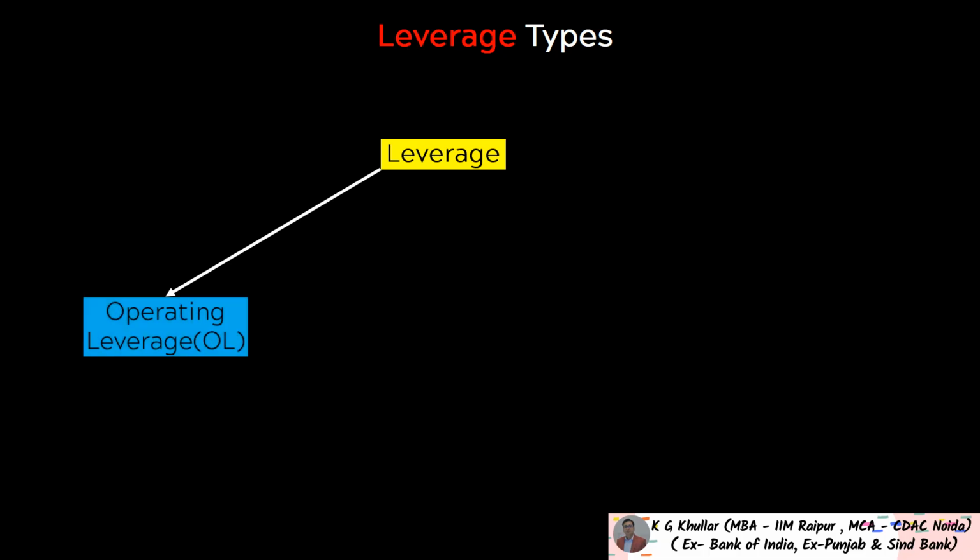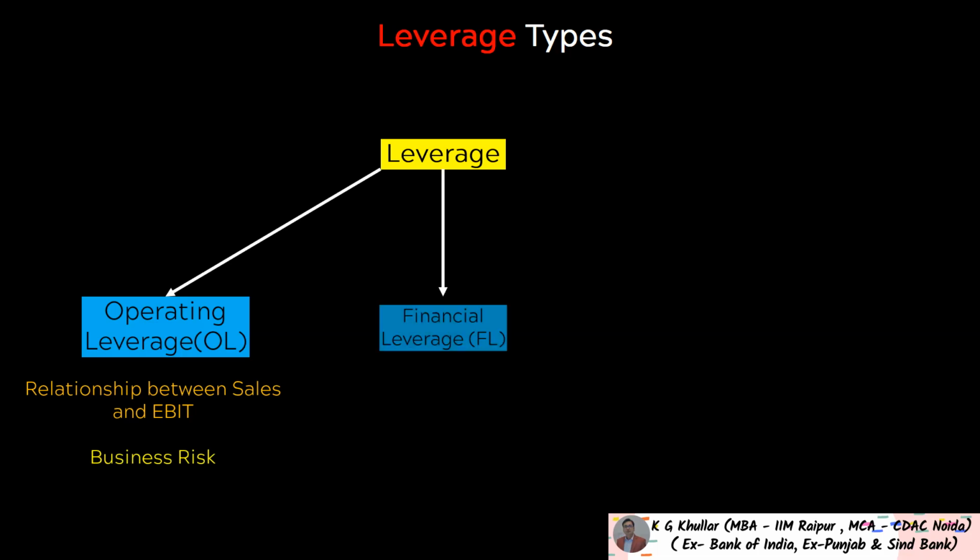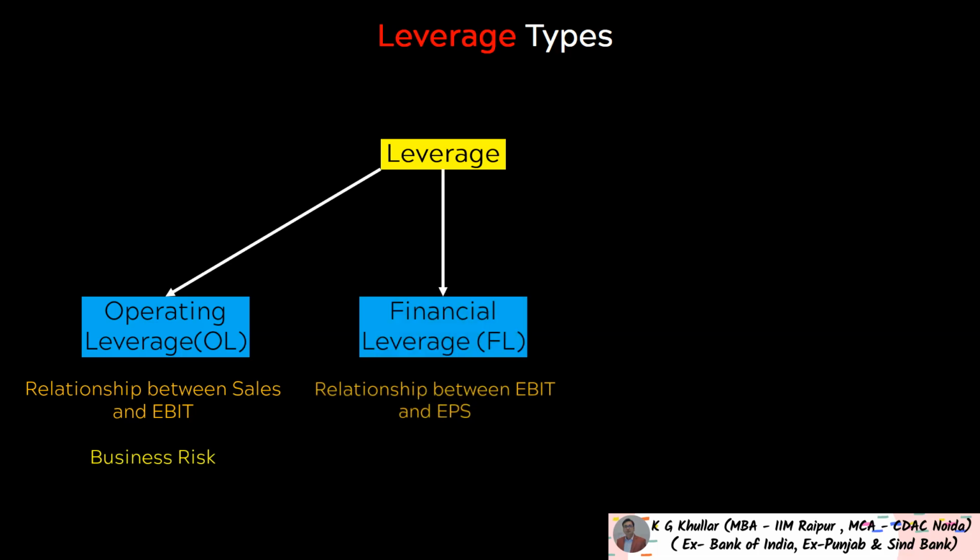Next, friends, there are 3 types of leverages used in financial analysis. First is operating leverage. It is the relationship between sales and EBIT. Also, it helps us understand the extent of business risk a company is exposed to. Then, the second type of leverage is financial leverage. This refers to the relationship between EBIT and EPS. It in fact indicates the level of financial risk taken by the company.